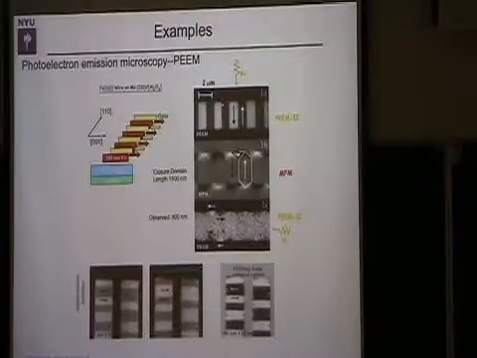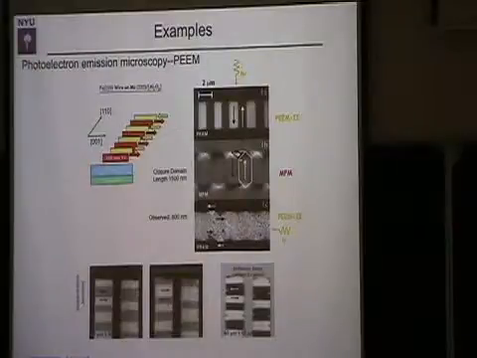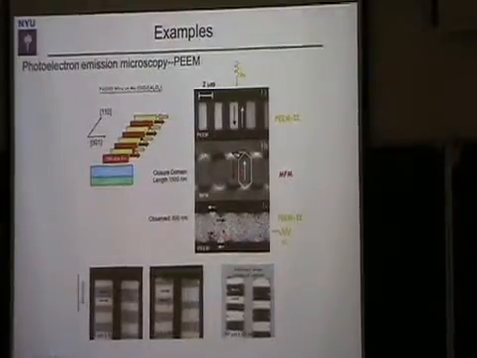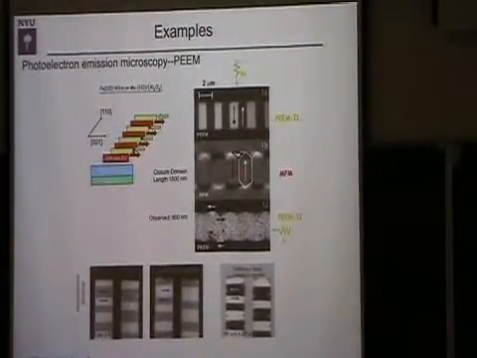And again, you see these striped domains. And this is a comparison to our MFM images. Interestingly, there's very little evidence of those little closure domains in the PEEM image. We never really understood that. What's the resolution of the PEEM compared to the MFM?